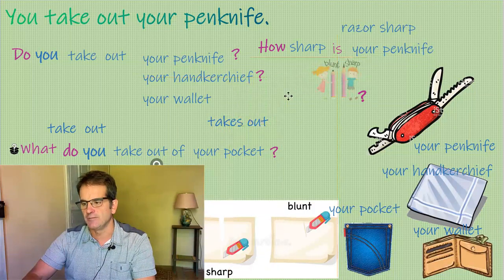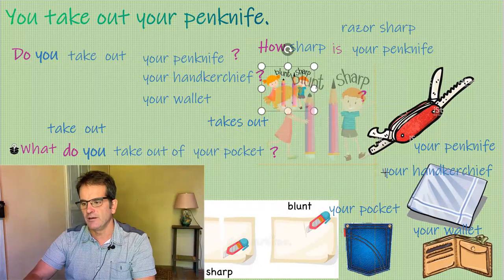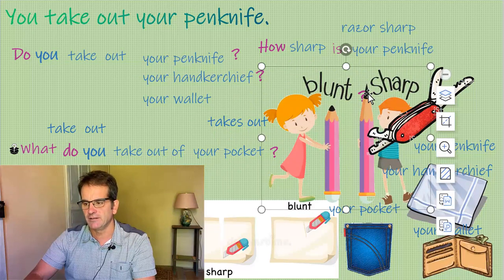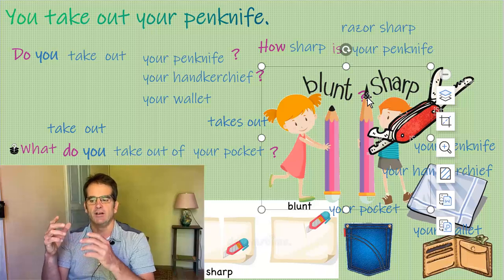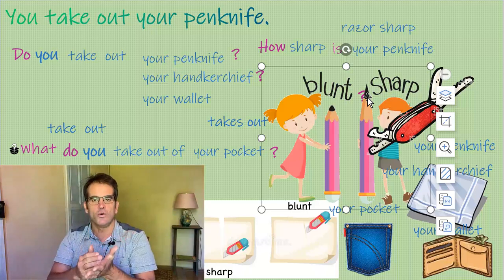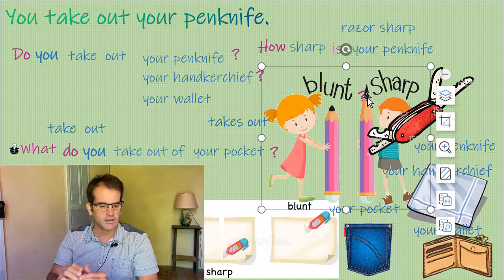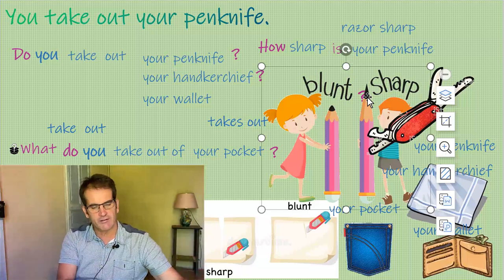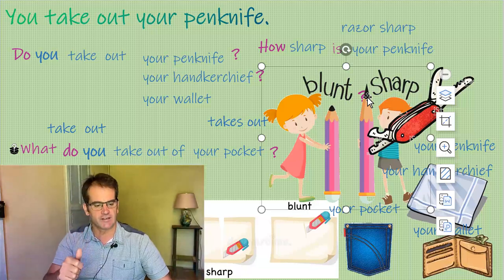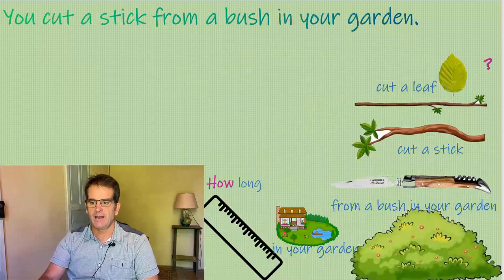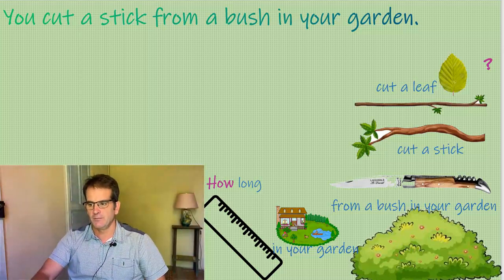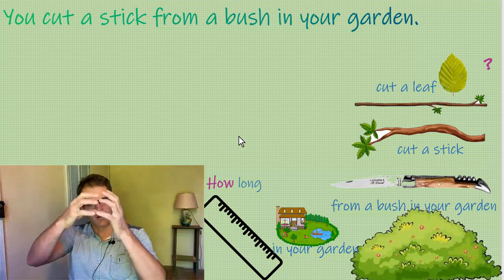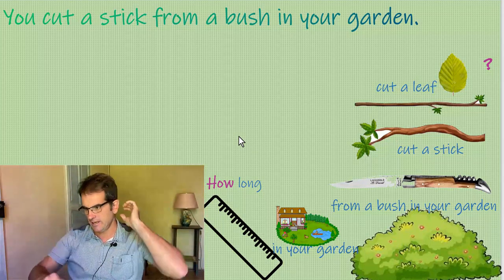Just look at this picture. Okay, we have a picture here, another one. So here we have a sharp pencil, and here we have a blunt pencil. You can have a sharp pencil for writing, or a blunt pencil, or you can have a sharp knife for cutting, or a blunt knife, it doesn't work, okay, for cutting. So you have a razor sharp knife, and you cut a stick. This is a big stick. So you cut a stick from a bush in your garden.